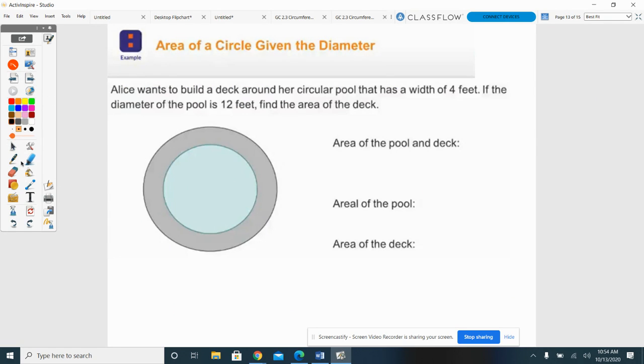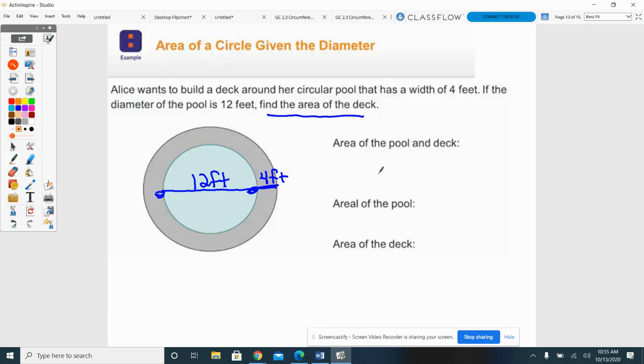Now let's look at, I call these donut problems. But it's about a pool, and she wants to build a deck around it, and she wants the deck to be from here to here 4 feet. We talked about problems like this earlier. The pool's diameter as it is right now, from here to here, is 12 feet. So find the area of just the deck.